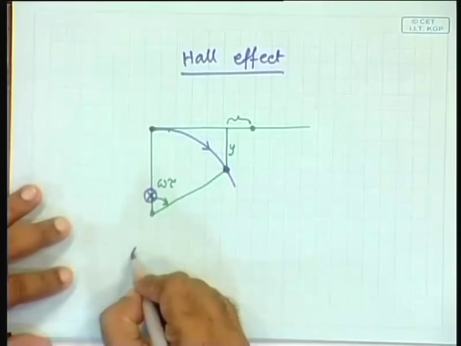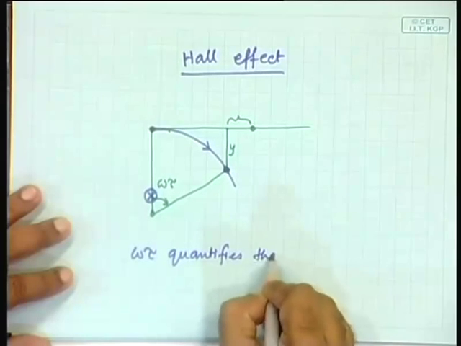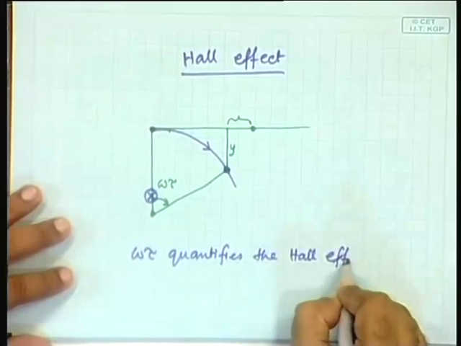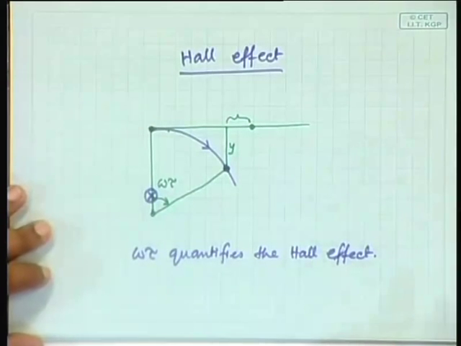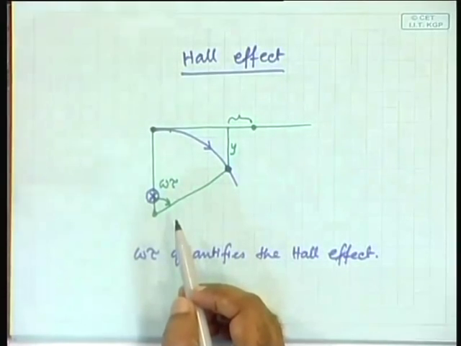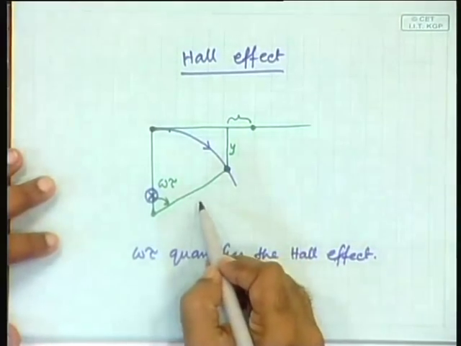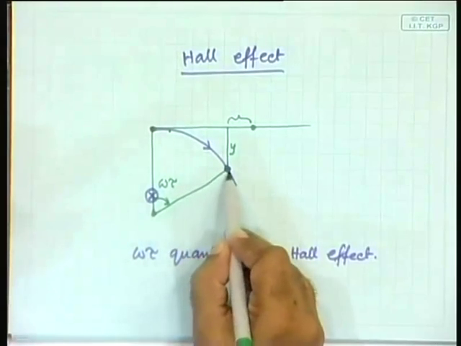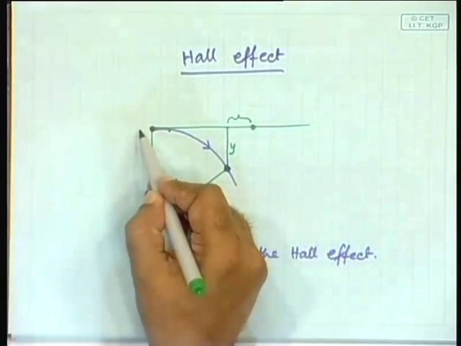So let us write down omega tau. So now, for example, if the omega tau is something like 0.1, you would anticipate it to move on an average only up to this extent. If it is of the order of say 1, omega tau is equal to 1, then you would on an average anticipate it to go up to this extent. If it is say 5, you would allow it to traverse almost the whole cycle before the next collision, like that, and as a result there will be the Hall effect.